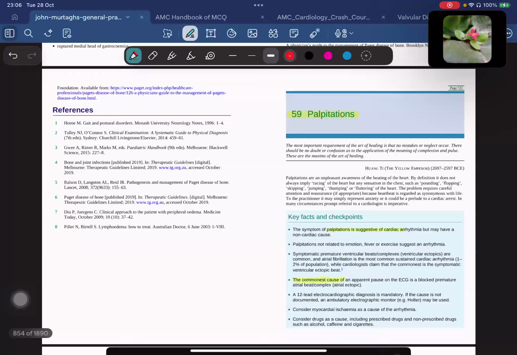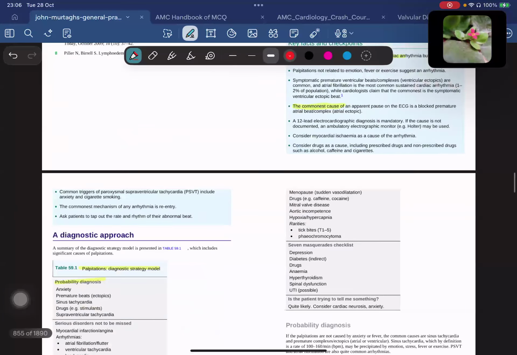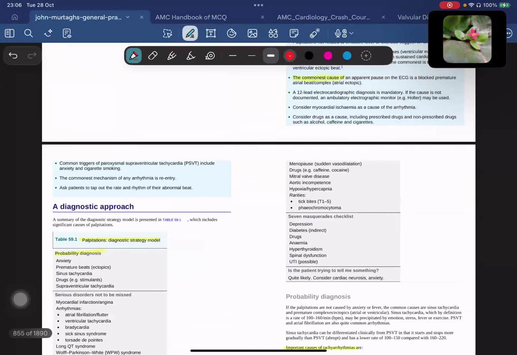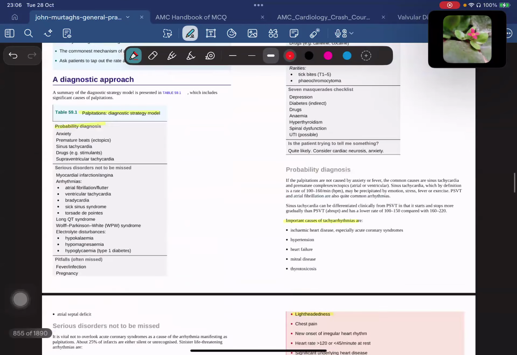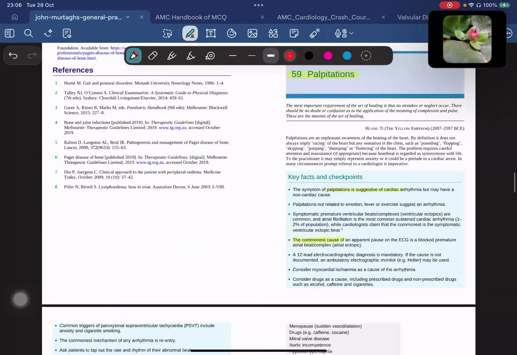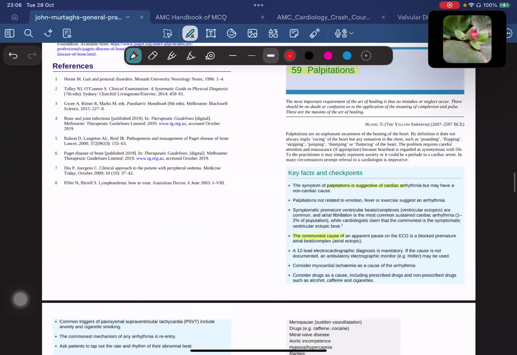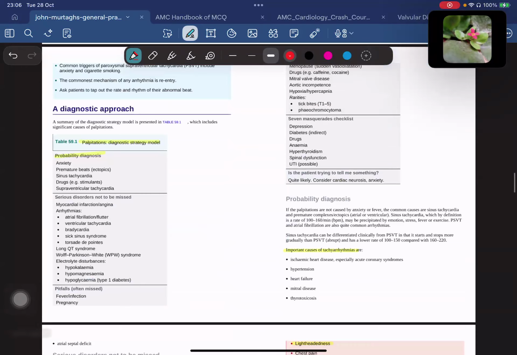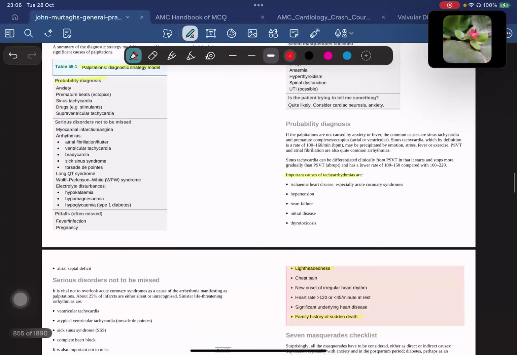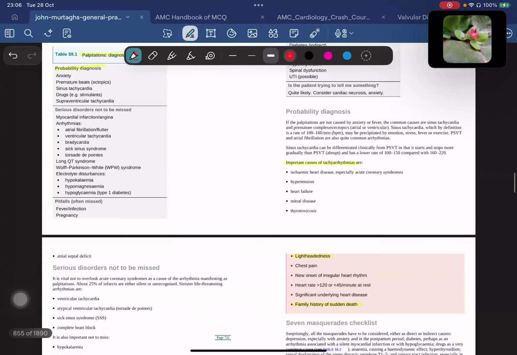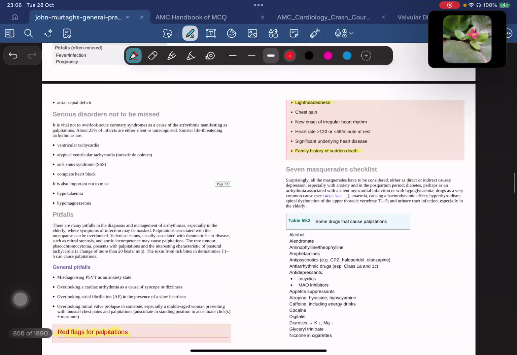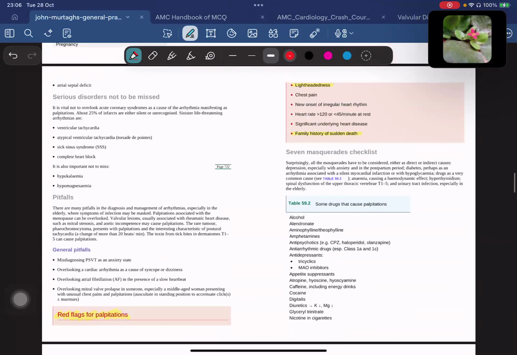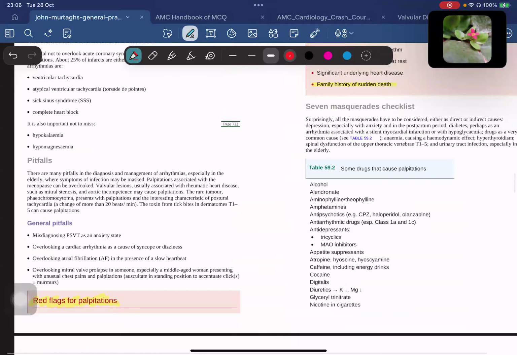Yep. So that is palpitations. Again, I would say have a good read through all of these things. I think I will have to share the book on the WhatsApp group so y'all can have a copy of John Murtagh 8th edition. For anybody who can't have the hard copy, y'all can maybe have this book and search it up. So these things are very important when it comes to AMC.